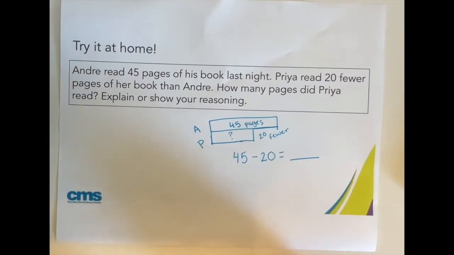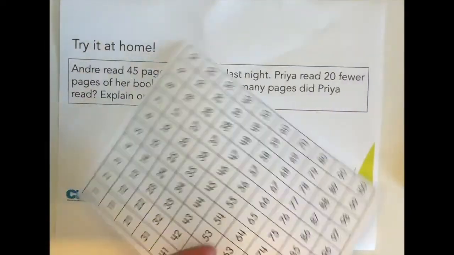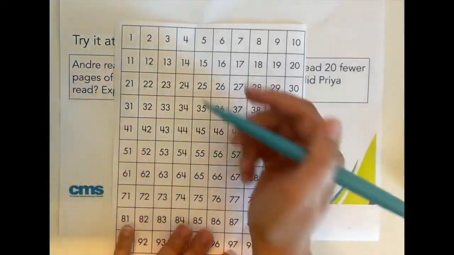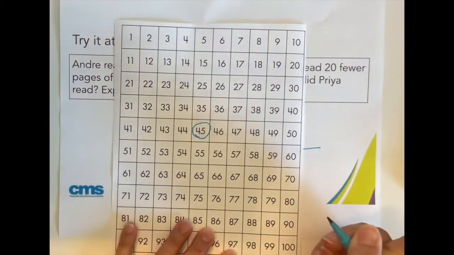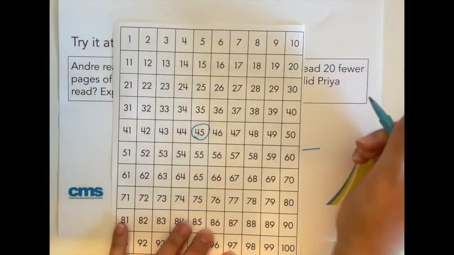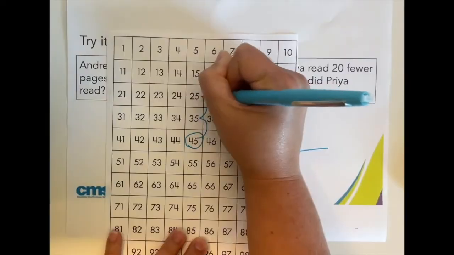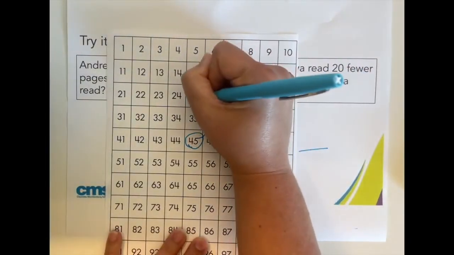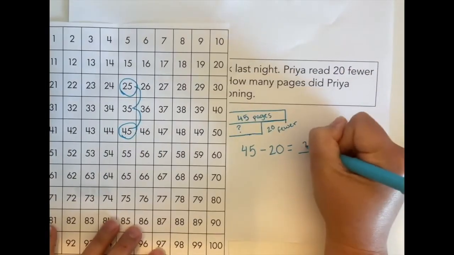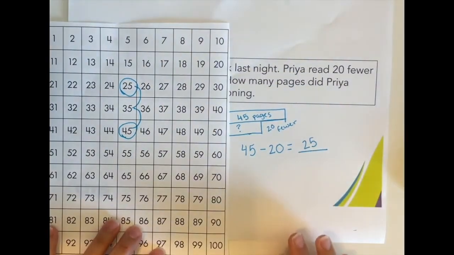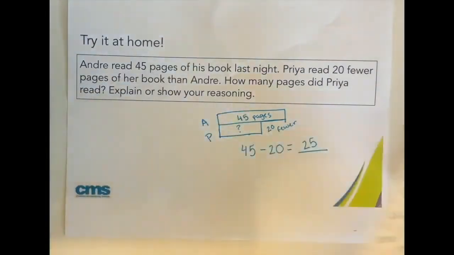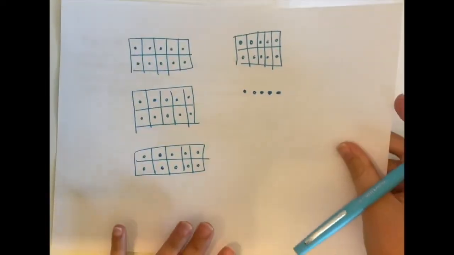One of those strategies is using a hundreds chart. This might look like starting at the number 45, and then students count up by groups of 10. So I'm going to subtract 20. 10, 20. 45 minus 20 equals 25. Another way that students might solve that they're familiar with is by drawing tens frames.